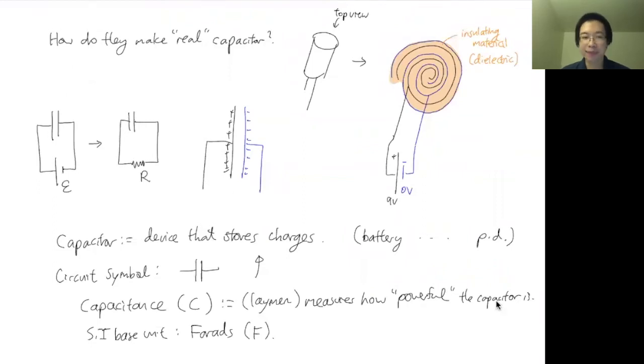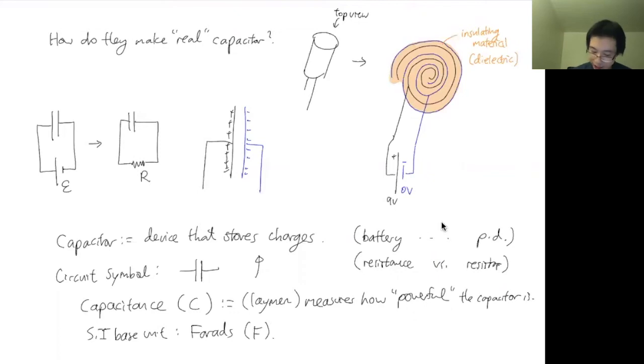So the capacitor is the device, capacitance is the measurement of it. Just like resistance and resistor. Resistance is measuring how much resistance the resistor has. So the resistor is the device, and resistance is the measurement of how powerful that resistor is at resisting. Okay. All right, so that's the layman definition.